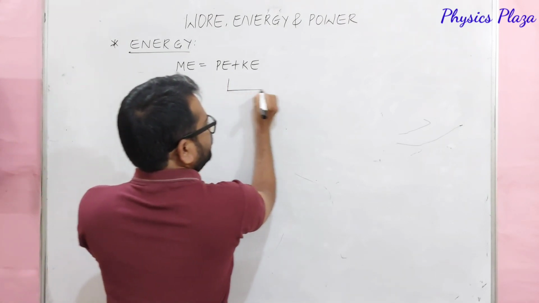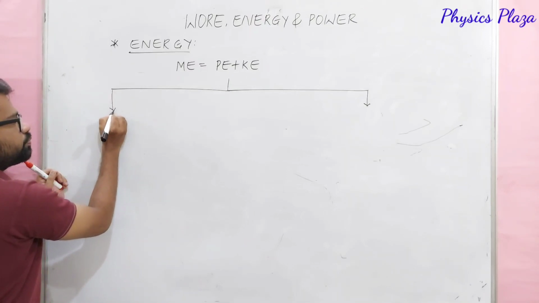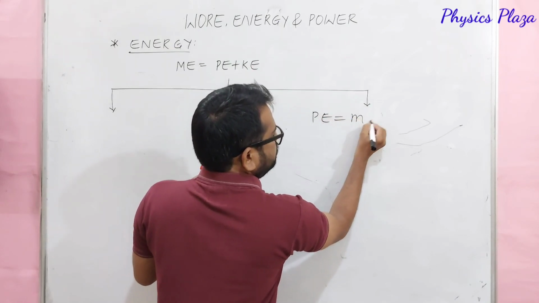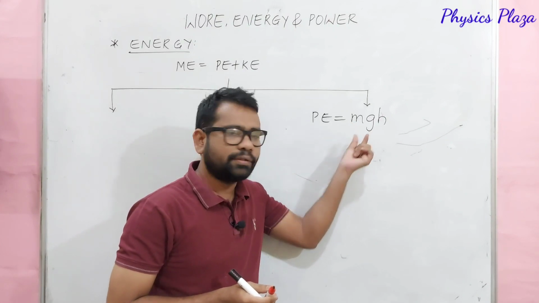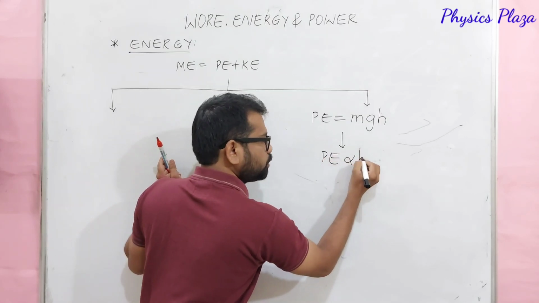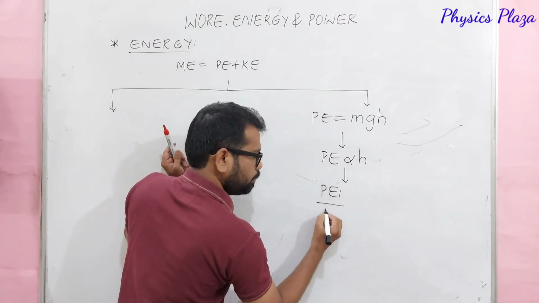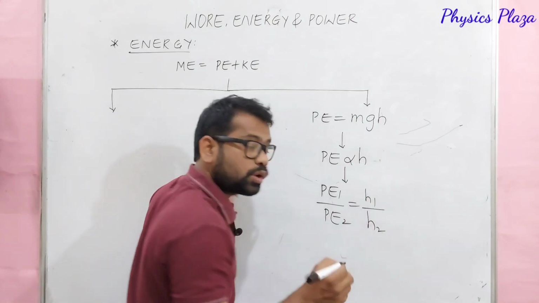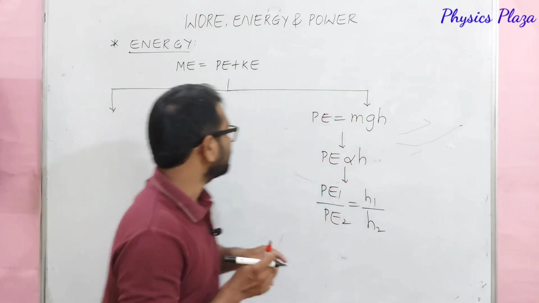Here again we will mainly talk about potential energy and kinetic energy. Children, potential energy is equal to mgh. When mass and acceleration due to gravity remain constant, we can write that potential energy is proportional to height. From this we can write P1 by P2 is equal to H1 by H2. This formula is used to compare the potential energies of two bodies placed at different heights.